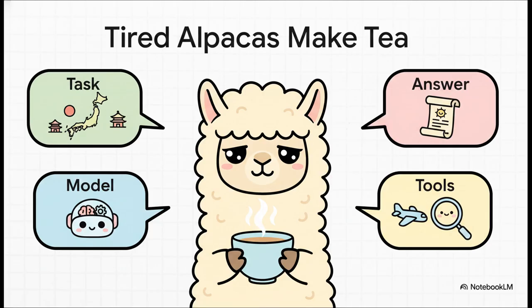It's a simple checklist, but if your agent is failing, check your four components, because I guarantee one of these 4 components is either missing or poorly defined.